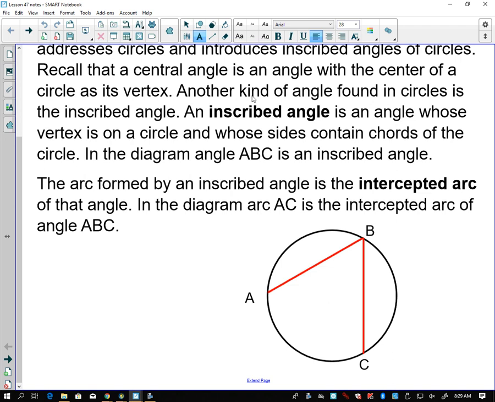The arc formed by an inscribed angle is still an intercepted arc of that angle. In this diagram, arc AC is the intercepted arc of angle ABC, and we see angle ABC show up there with my red lines. Does this make sense so far? We understand what an inscribed angle is. Do we understand what an intercepted arc is? If we can start off with that basic understanding, the rest of this is really not too bad.